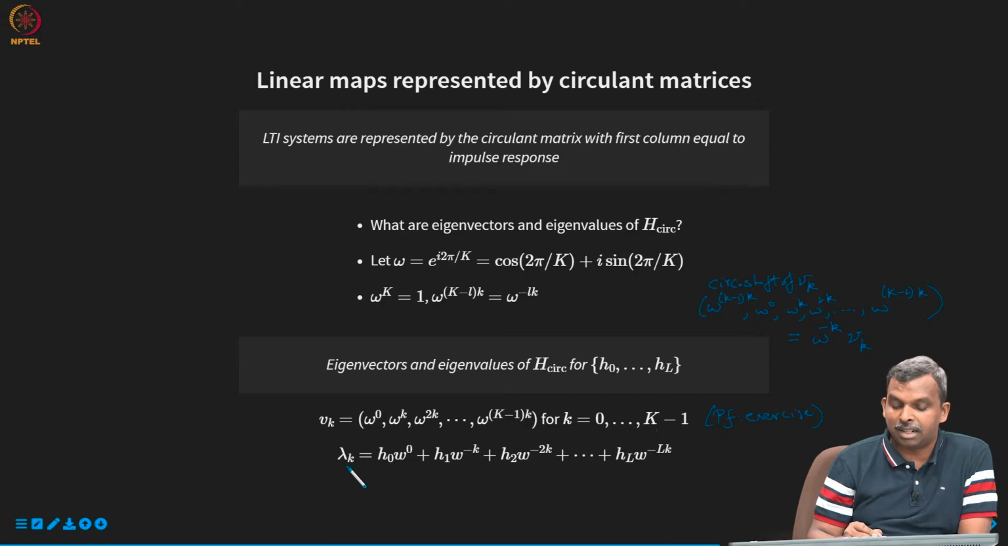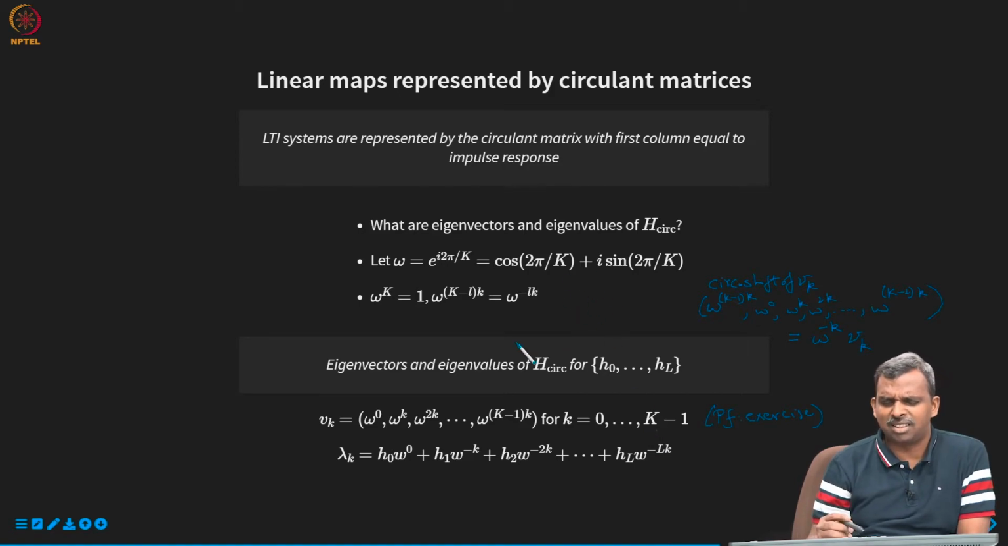So in fact, the eigenvalue lambda k is h0 omega per 0 plus h1 omega per minus k, h2 omega per minus 2k, up to hl omega per minus lk. All right. So think about why this is true. I'm leaving the full proof as an exercise, and I know there's lots of notation here. This complex kth root of unity and all is entering the picture. Think about it calmly and try and work it out on your own. You will see this happening.